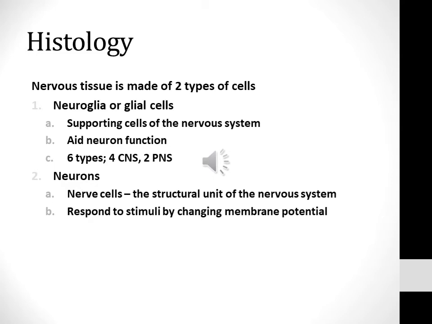We have our nerve cells, which are the structural unit of the nervous system, and they respond to stimuli by changing membrane potential. We are going to talk in detail about the neuron and their role in a little bit later. But again, neurons or nerve cells are the structural unit of the nervous system, in which we respond to stimuli, and your glial or neuroglia are the supporting cells.